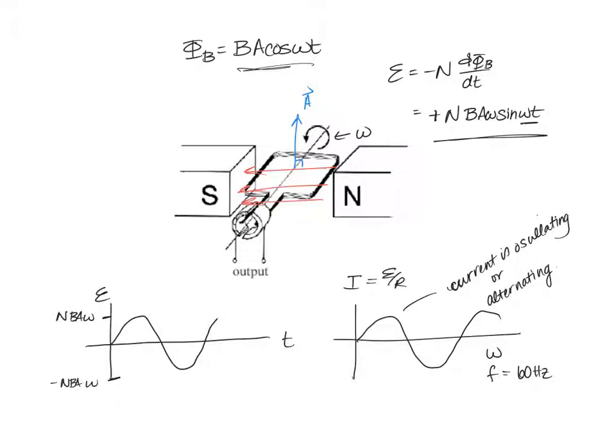So this was just a really quick explanation of how a generator works. It has to do with Faraday's law, which we're looking at right now. And of course it has a pretty practical application because it helps you understand in a very, very simple way how we can make current and power.